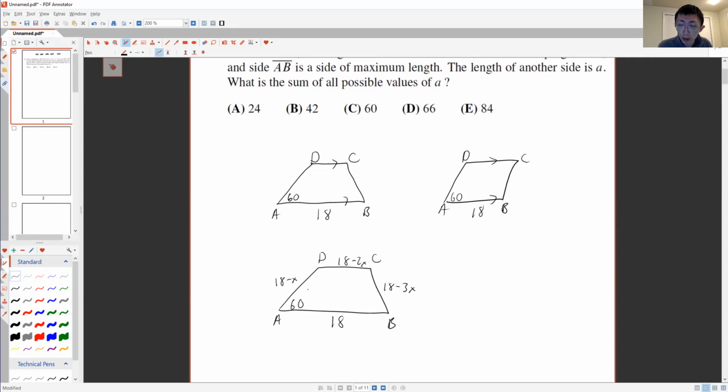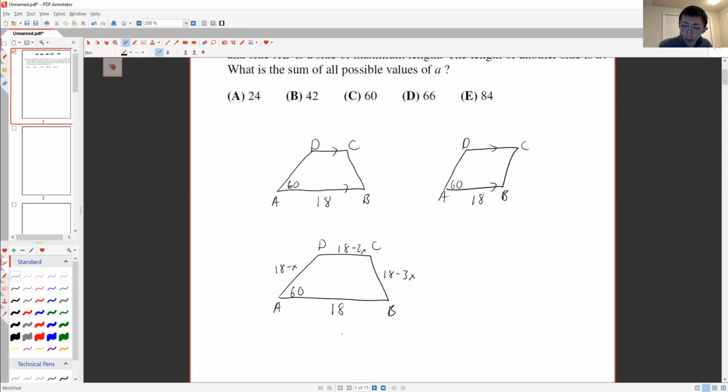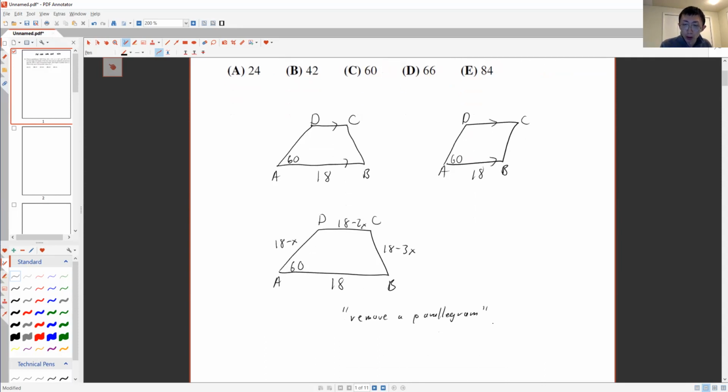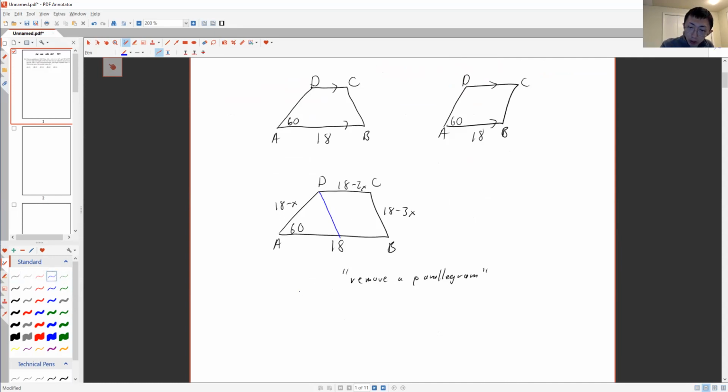One pretty common trick that can help with these trapezoid problems, where you're given all four side lengths and two parallel sides, is you can, quote unquote, remove a parallelogram to make it a triangle problem. So what do I mean by removing a parallelogram? Well, if we look here, let's just remove this parallelogram. So I'll draw a new diagram.